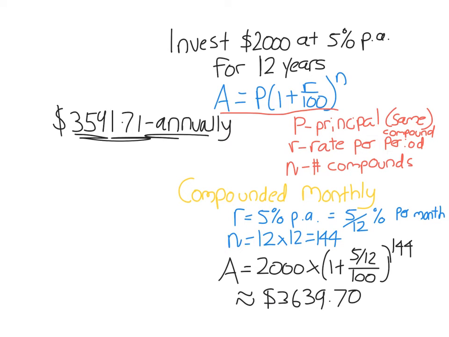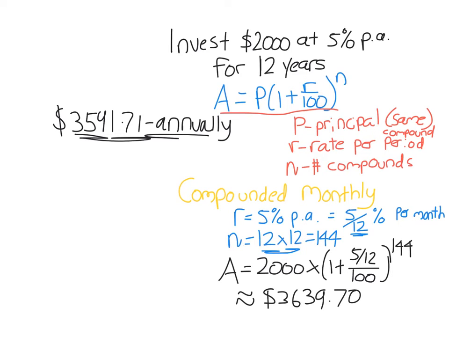And of course, monthly is more frequently than annually. Weekly is more frequently than monthly, and so on. So you use the same formula in each case, it's just the values of R and N will change. So I'm not going to show you just for time's sake, but if I want to do compounded weekly, now R would be 5 over 52% per week, and N would be 12 times 52. 52 a year for 12 years, which is what, 624, okay?